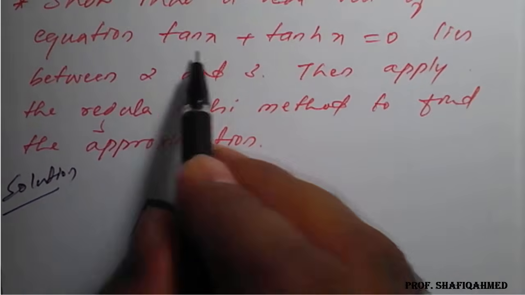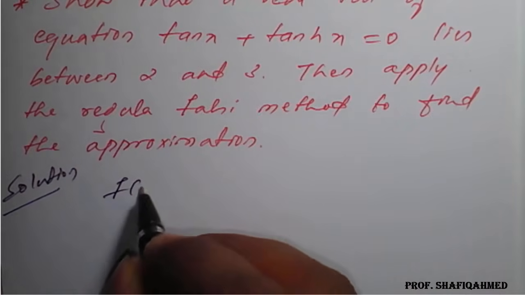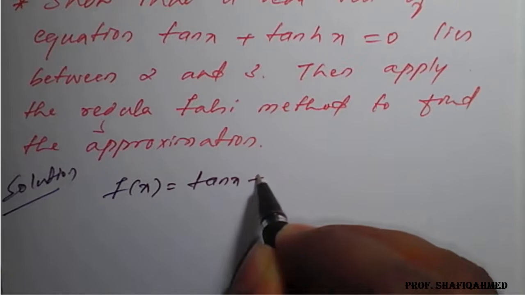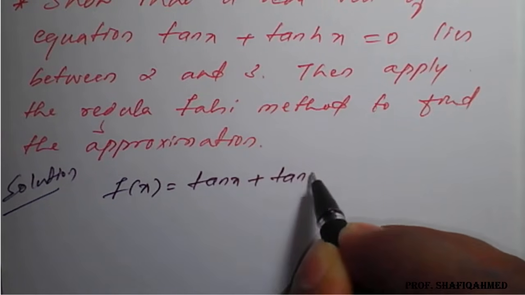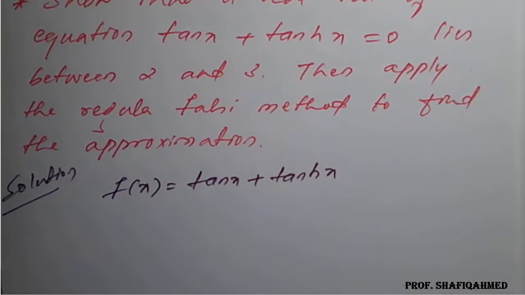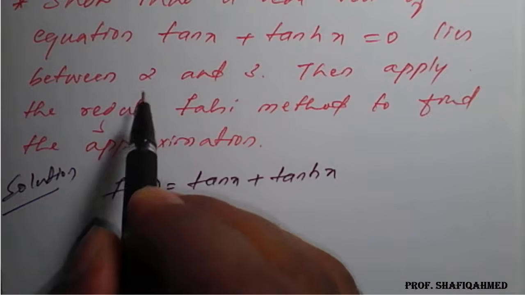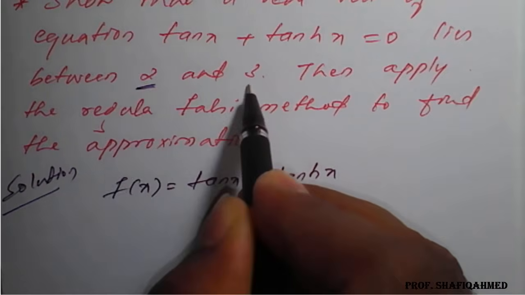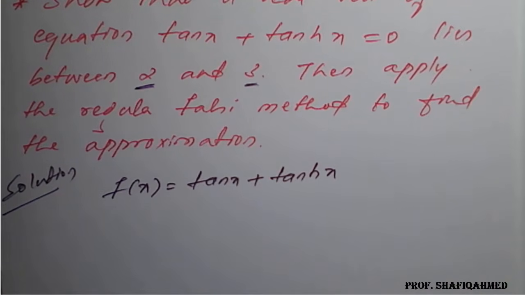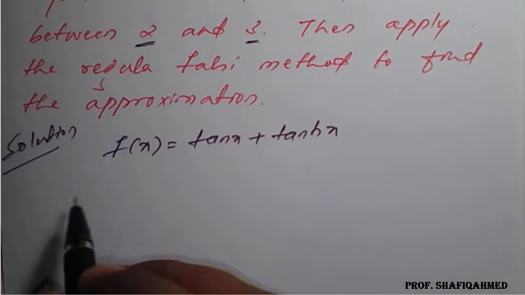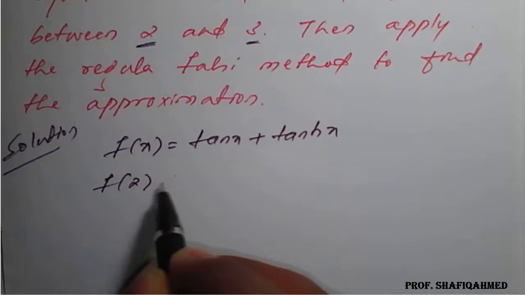Here the given equation is f of x is equal to tan x plus tanh of x. So this left hand side you have to take. Then, as already given, the root is in between 2 and 3, meaning the initial roots are 2 and 3. Therefore we need to find f of 2.